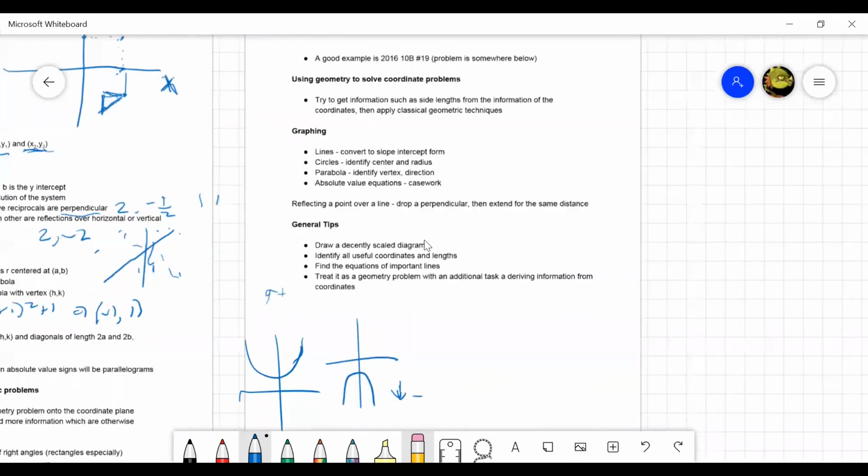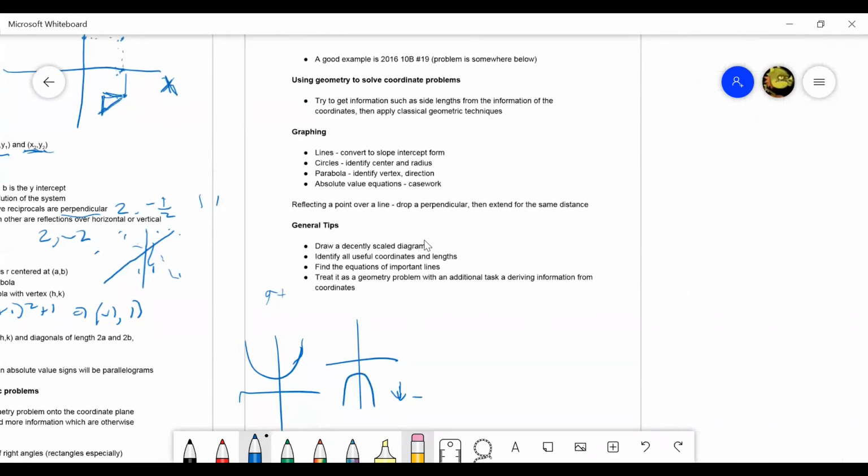So the next one is about using geometry to solve coordinate problems. Again, this is really kind of general, but you just use the coordinates to find side lengths and stuff from what you're given. A lot of times you'll be given just lines and stuff, and they're basically giving you a geometry problem, but you have to do an extra step to figure out what the actual problem is before doing it. So again, it's not really a technique. It's more that sometimes you'll see it and you'll have to know how to get the geometry problem from what you're given in the coordinates.